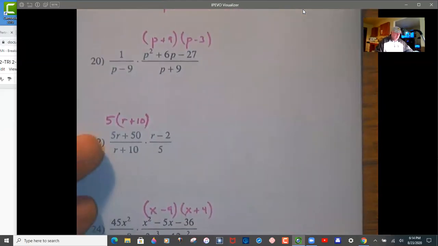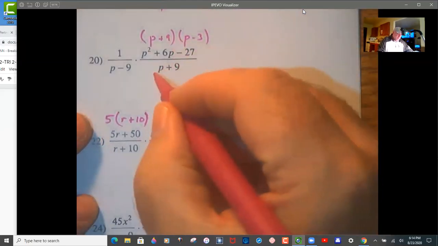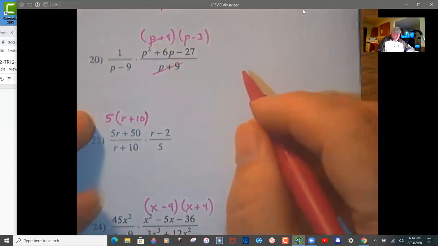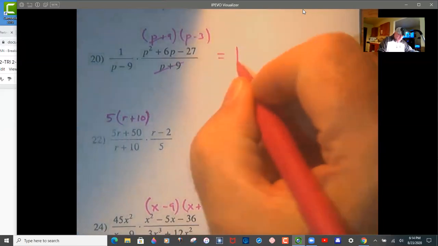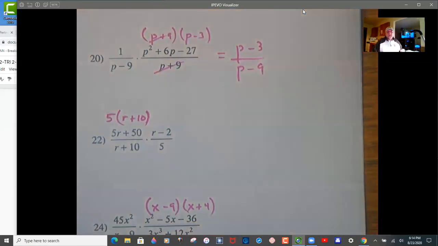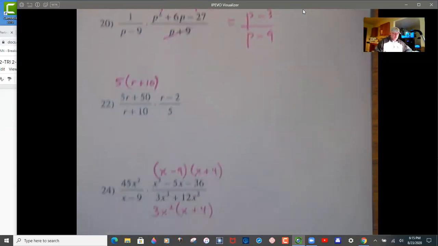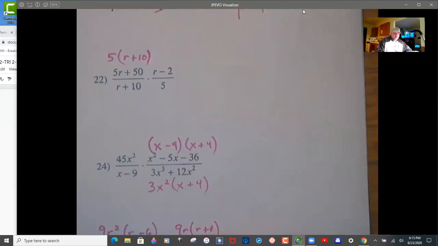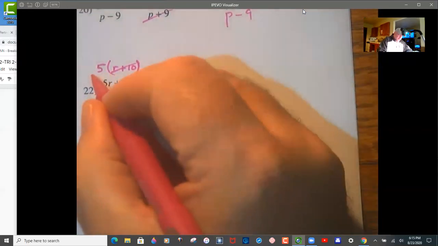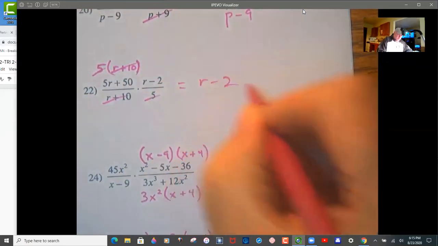20. So after the factoring, we cancel the two p plus 9's, and we have p minus 3 over p minus 9 left. And remember, you cannot cancel, the p minus 3 is a whole factor, the p minus 9 is a whole factor. You cannot cancel parts of those. 22, after you factor, the r plus 10's go away, and the 5's also go away. You have r minus 2.